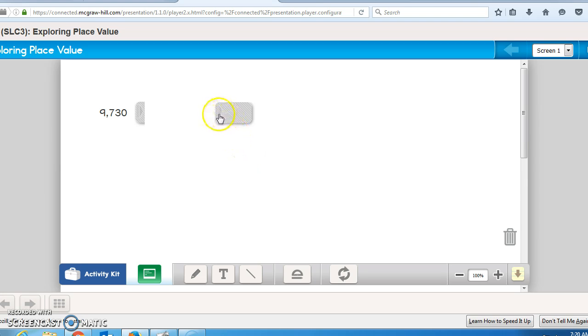What was the smallest number you could come up with? It should have been 3,079. What's the number in the ones place? 9. What's the number in the tens place? 7. What's the value of the number in the hundreds place? 0. Anytime there's a 0 in a number, its value is also 0.